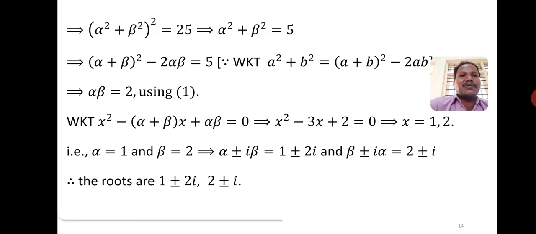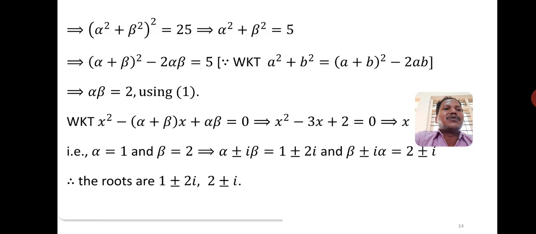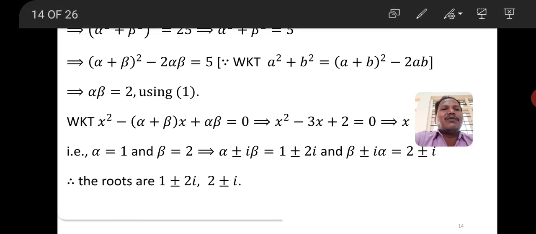Now we know the standard expression for calculating another value, alpha plus beta. a square plus b square equals (a plus b) whole square minus 2a into b. If I apply this formula to calculate alpha plus beta, therefore (alpha plus beta) whole square equals alpha square plus beta square plus 2 alpha beta. So on that basis, now if I take alpha square plus beta square is equal to 5, here we get alpha beta is equal to 2 by using 1.